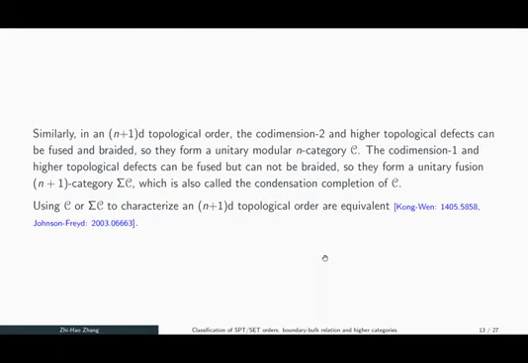And similarly, in N+1D topological orders, you can also consider codimension 2 and higher topological defects. They can be fused and braided, so they form a unitary braided fusion N-category, or unitary modular N-category, by the anomaly-free condition. But if you consider the codimension 1 and higher topological defects, you must include the string-like topological defects, though they can only be fused but cannot be braided. So they form a unitary fusion N+1 category, ΣC. This is also called the condensation completion of C. And as in 2D, using C or ΣC to characterize the N+1D topological order are equivalent.